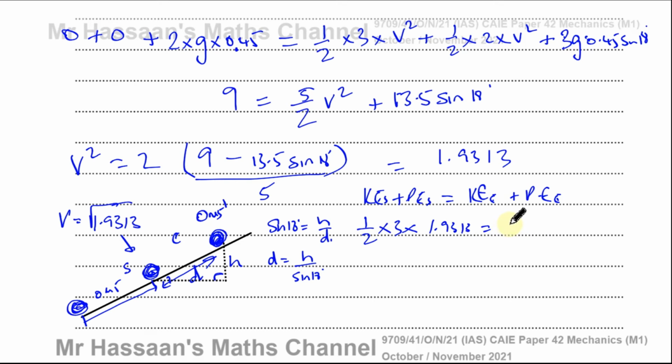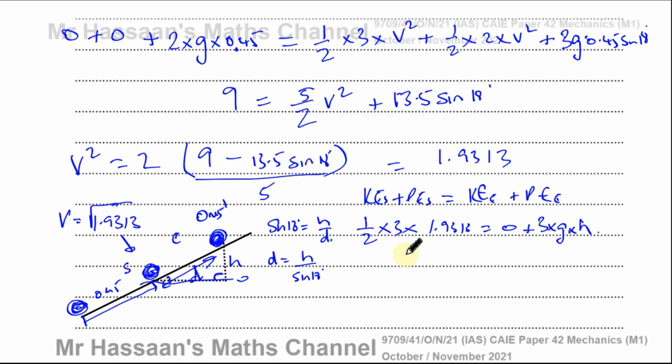And that's equal to the kinetic energy at the end, and the potential energy here, we're starting from this as 0. So it's going to be 0. And that's equal to the kinetic energy at the end, which is going to be 0 because it comes to rest, plus the potential energy at the end, which is m, which is 3, times g times h. So I'm going to find out what h is now using this, and once I've found what h is, I can find what d is.